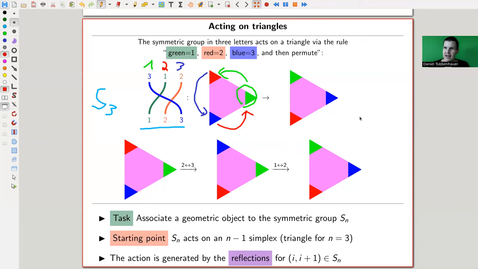In general, the symmetric group acts on a higher dimensional space called a simplex. The tetrahedron, for the ones who like three-dimensional geometry, and the higher ones are just called higher simplices. And they're a bit difficult to imagine, obviously. Somehow they're easy to imagine, because it's a generalization of the triangle and the tetrahedron.